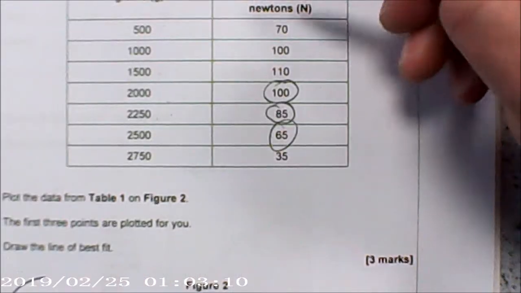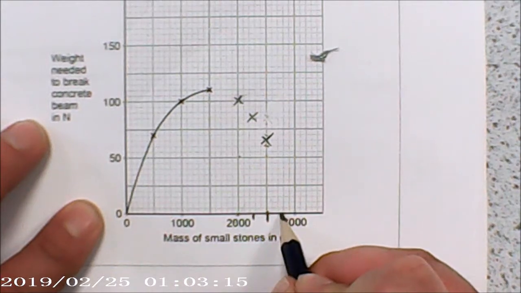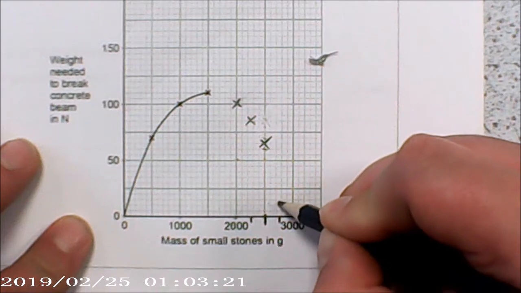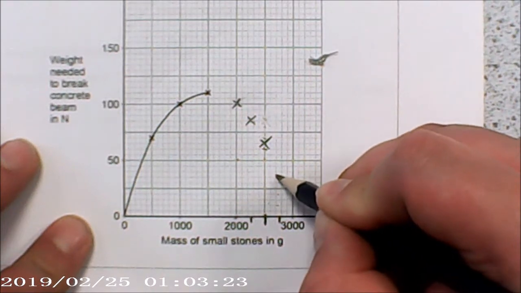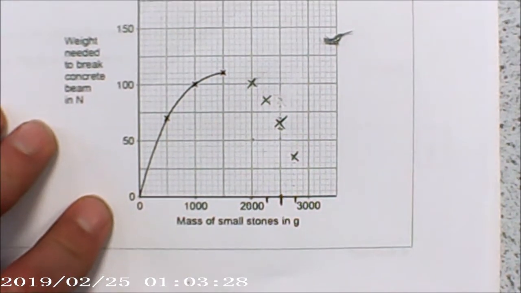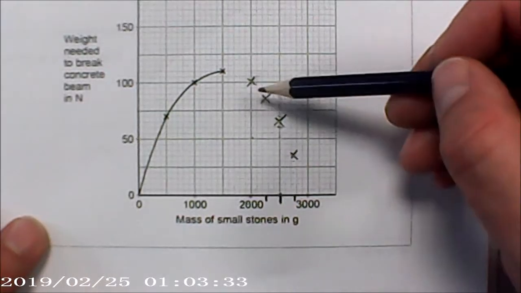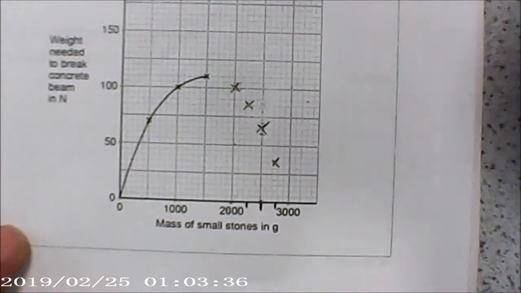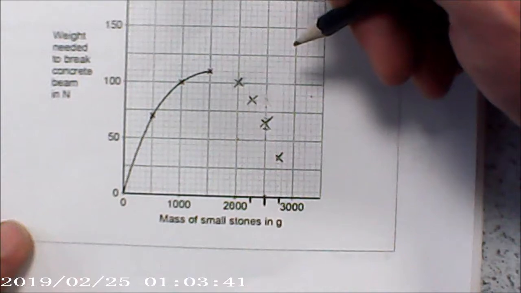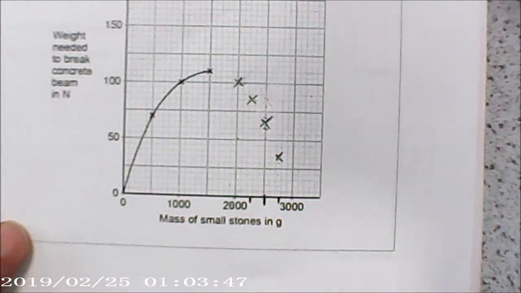And then the last one is 2750 and 35. So 2750 is here. And then we need to go to 35. So 10, 20, 35. Okay. Now on the mark scheme, if you have got all of your crosses plotted correctly, so that they are in the same place, you're allowed to go off by half of a small square, so you do need to try and be pretty accurate where you're putting them. If you've got all of those crosses, then that's worth 2 marks.